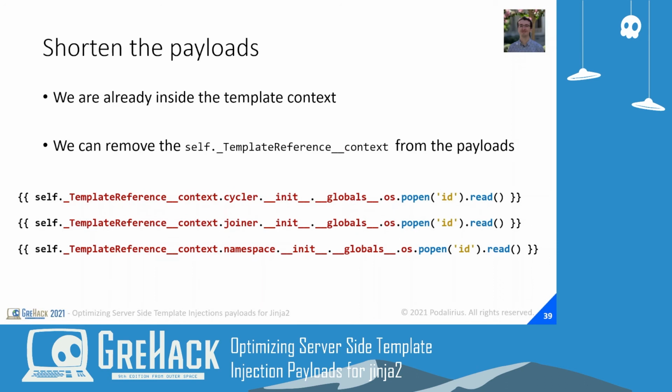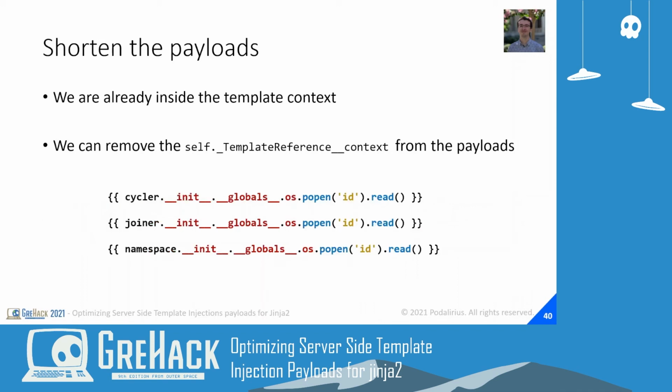So to finish this, we can add a little bit of optimization. As we see, we are already inside the template context because we are inside a template file which will be rendered by the template engine. So we are inside the template. Therefore, we can remove the self.template reference context from the payloads, because the self.template reference context is an internal jinja2 object which we used to list the variables that are declared inside the template. But as we are already inside the template, we can use directly cycler, joiner, or namespace and access to init globals OS for each of these three directly.